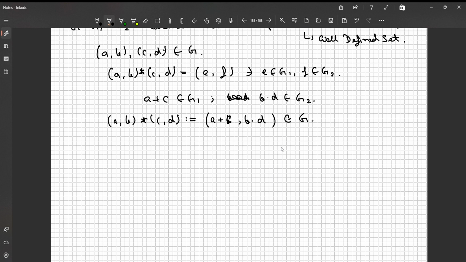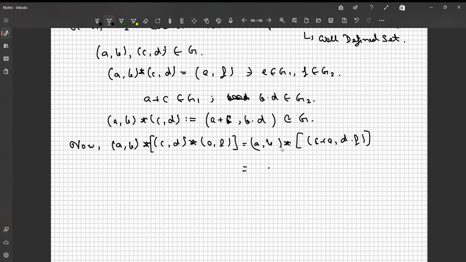Okay. Now observe that this operation is also associative by nature, and that comes directly, right? Because suppose I choose (a, b), (c, d), and (e, f), and I do this first, then I would be getting (a, b) star. So this will primarily be (c plus e, d dot f), and then I'll get a plus (c plus e), right? And b dot (d dot f), right? This is what I would get.